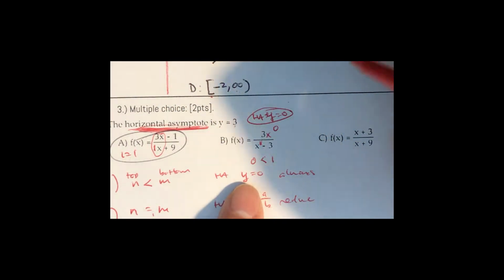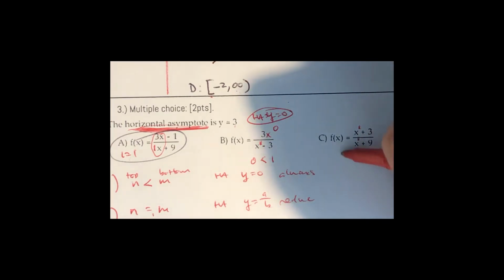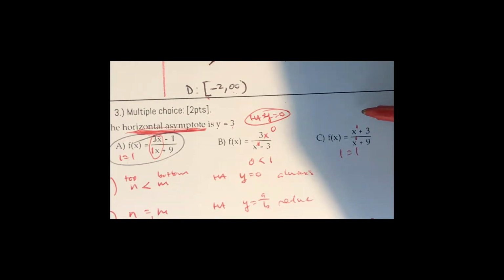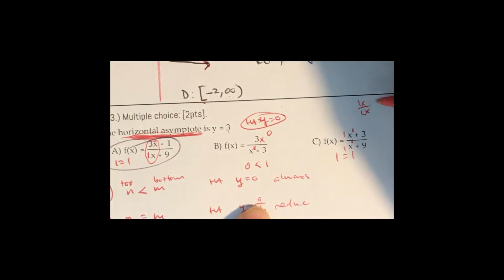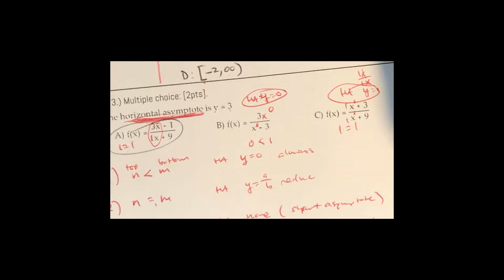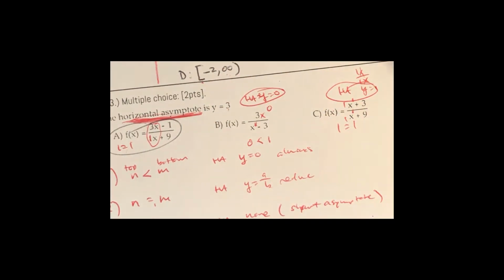C, you have 1 and 1, so again you're looking for the biggest degree there, so that would be equal, and then you would just reduce. The numbers in front, like 1x divided by 1x, when you cancel all of those, would just equal 1. So horizontal asymptote of y equals 1. And then over here, you're going to look for the highest degree, so 2, and then this one would be a 1, so this would be greater than, and then I'm going to look at my chart, and the numerator is greater than the denominator, so the HA is none.